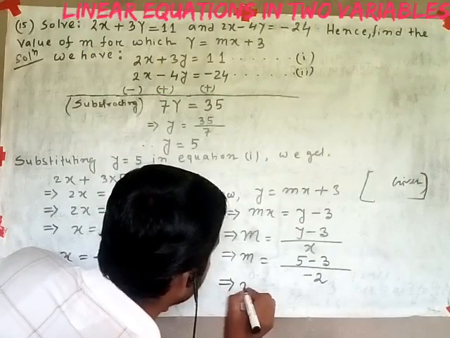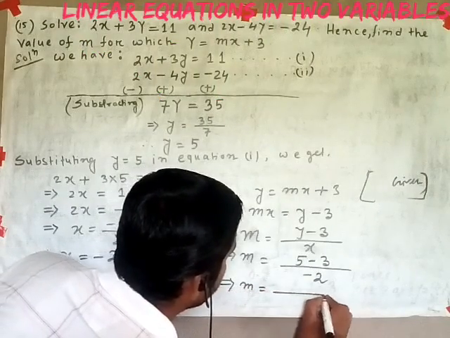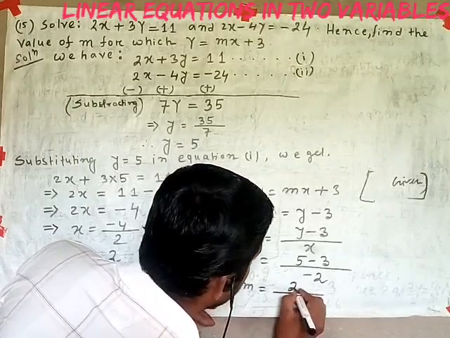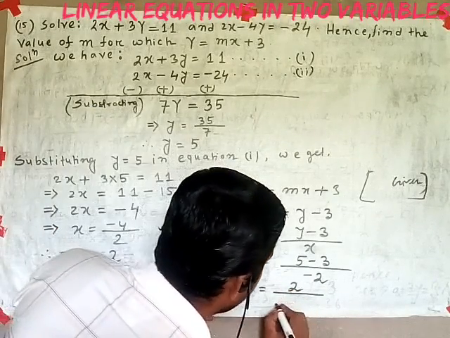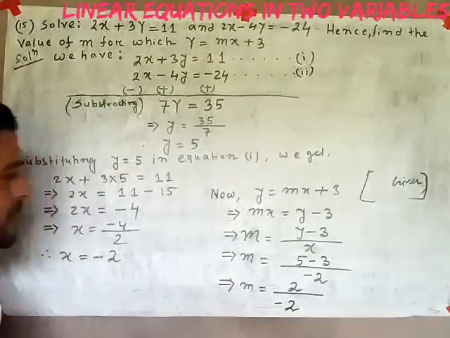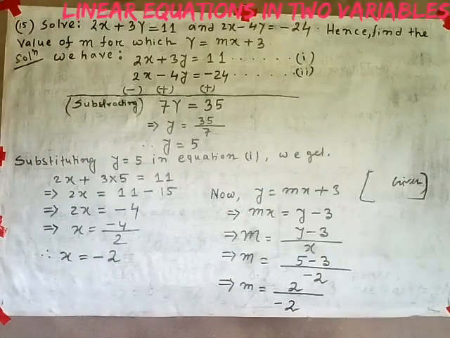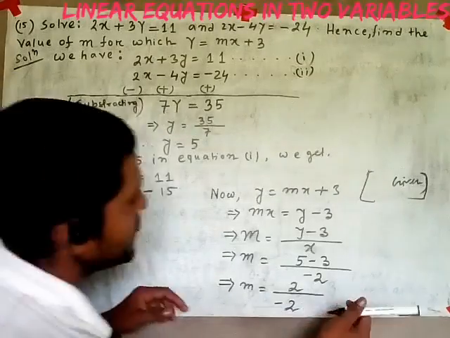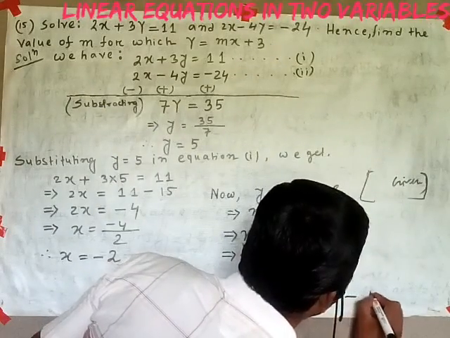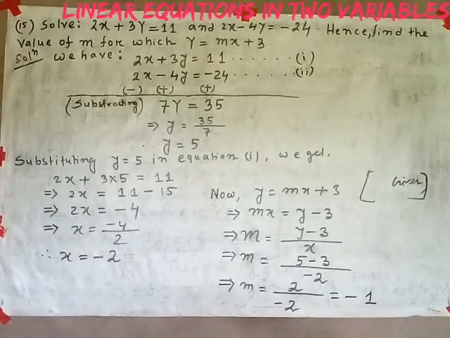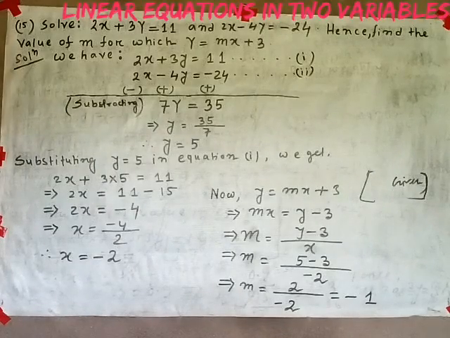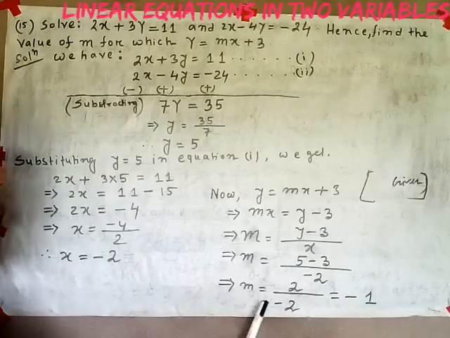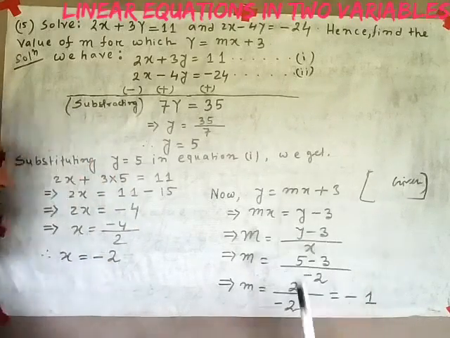This implies m equal to 5 minus 3. How much? 2. So 2 divided by minus 2. How much? 2 by 2, 1. Since there is a minus symbol, it will be minus 1. So m equal to 2 divided by minus 2, 2 by 2, 1, then for this minus symbol, minus 1.